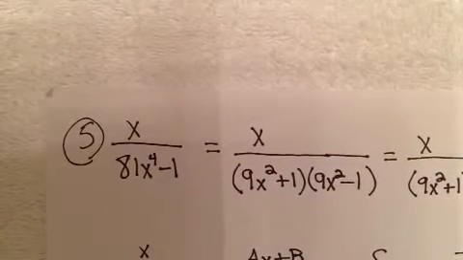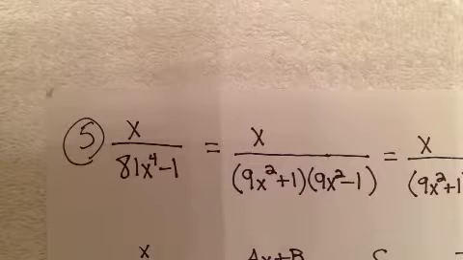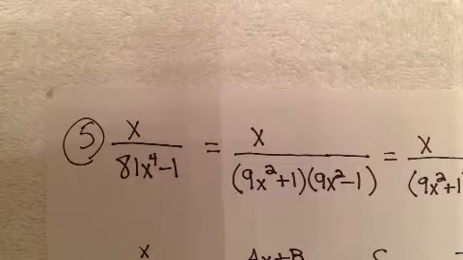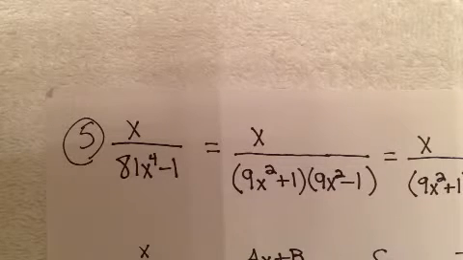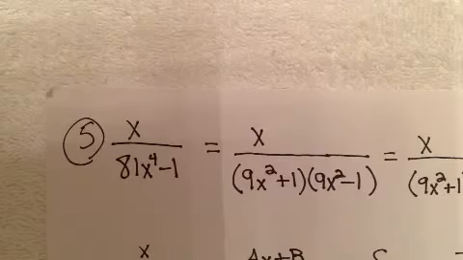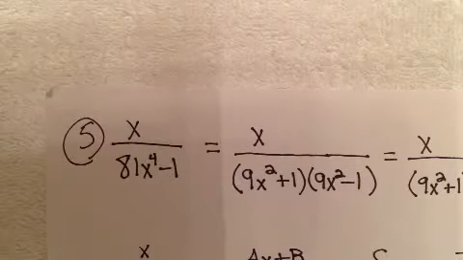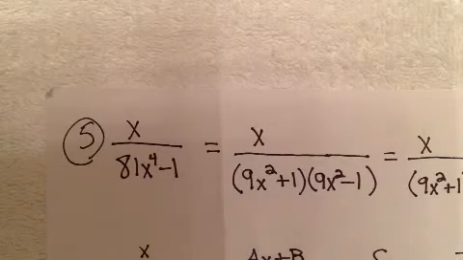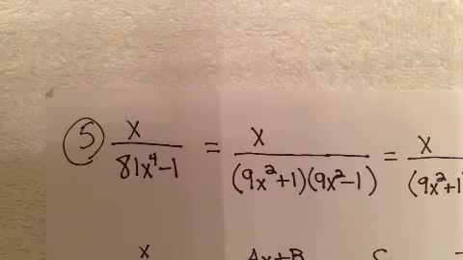Okay, so for number 5, we're going to be looking at integrating a linear monomial over a fourth degree polynomial: x all over 81x to the fourth minus 1. As we look at partial fraction decomposition, upon factoring, initially we have x all over the quantity 9x squared plus 1 times the quantity 9x squared minus 1.